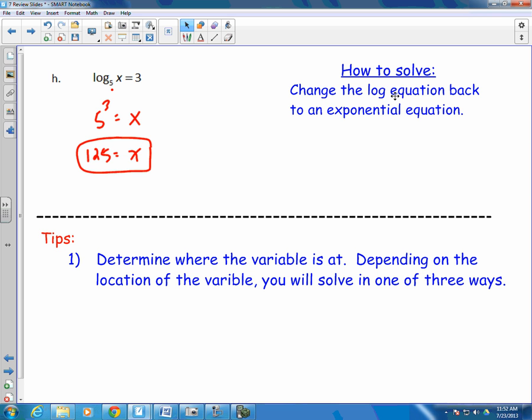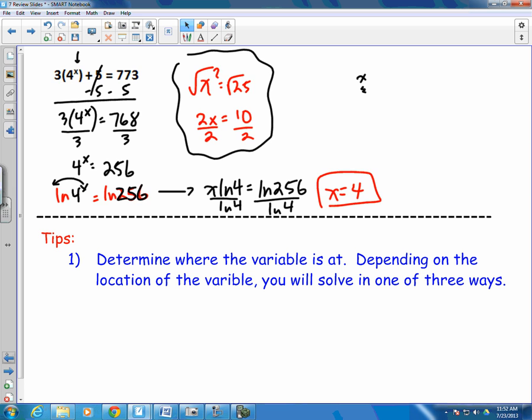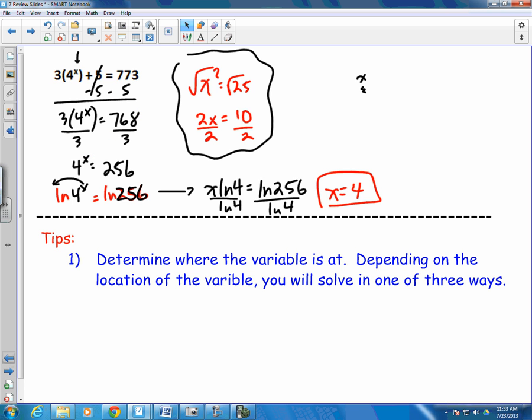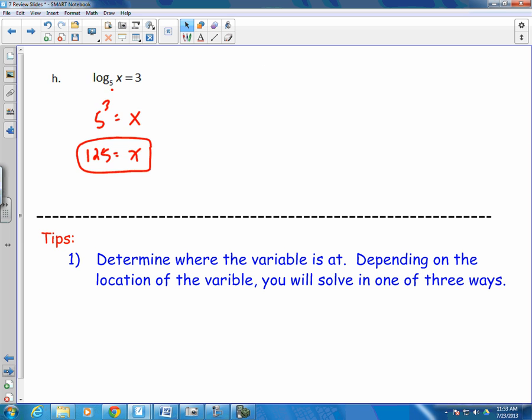Okay? Once again, determining where the variable is at, determining what the equation looks like. Okay, and then differentiate between this one and this one. Well, I don't have any logs. I got an exponent with an x in it. So I'm going to ln on both sides. I have a log on one side, and compare that to this one where you got logs on both sides.